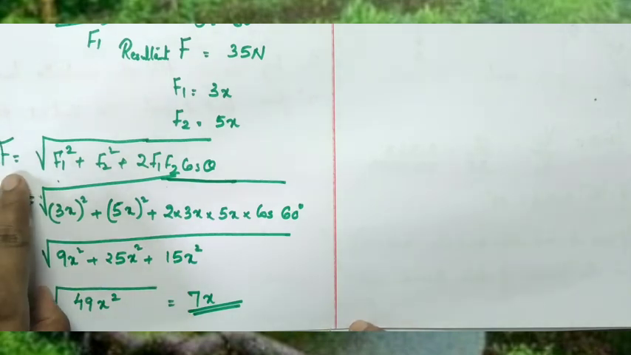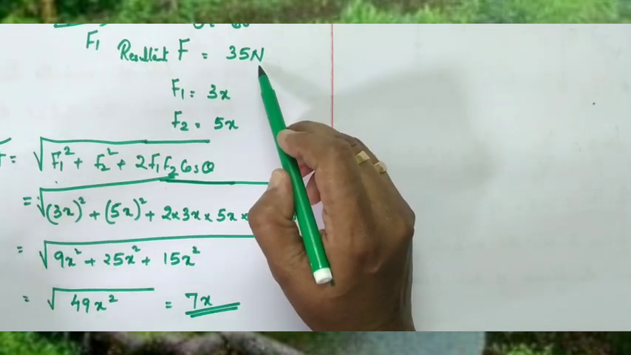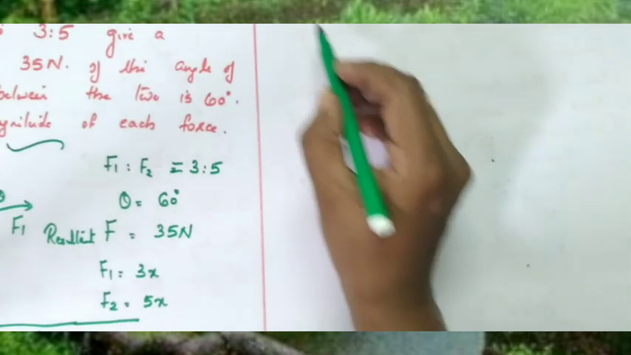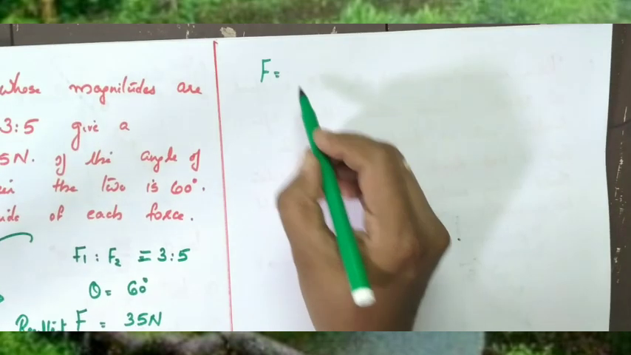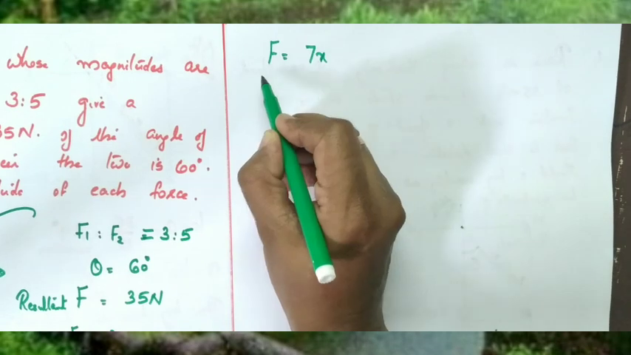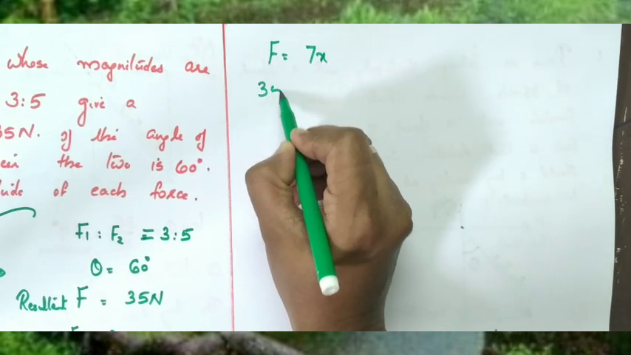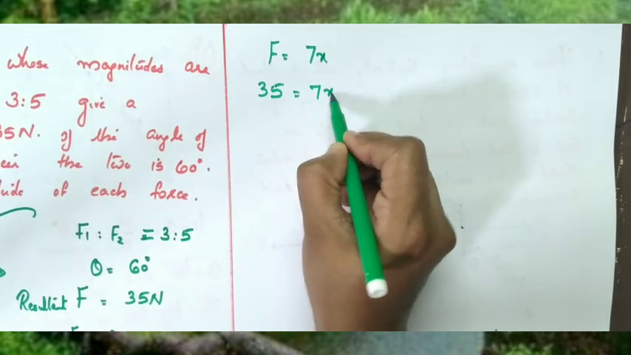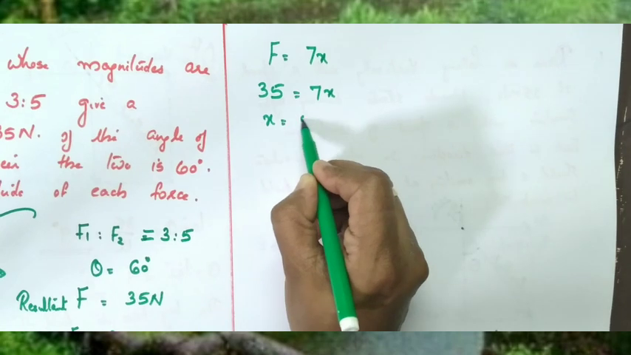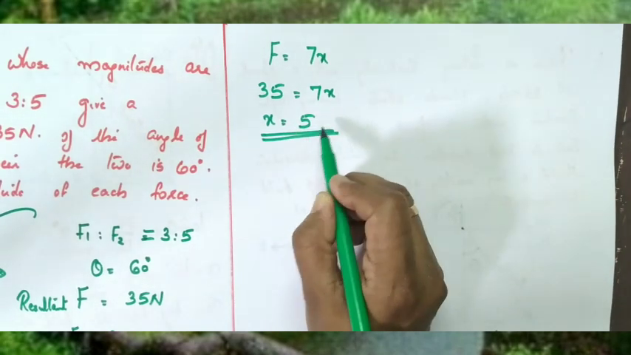But what is the resultant force given? Resultant force is equal to 35 Newton. So, we have F equal to 7x, and 35 is equal to 7x. So, what is the value of x? 5. So, x is equal to 5.